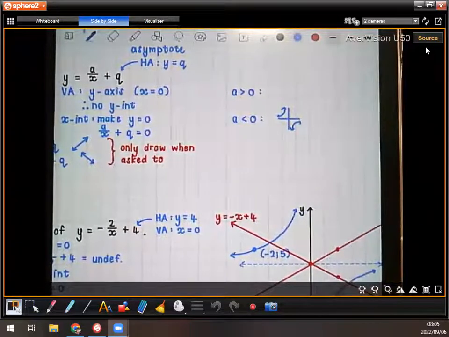And your A value is negative. It's okay if you forget that though, because the points that you calculate when you're plotting, you are going to see in which sections the graph lies.